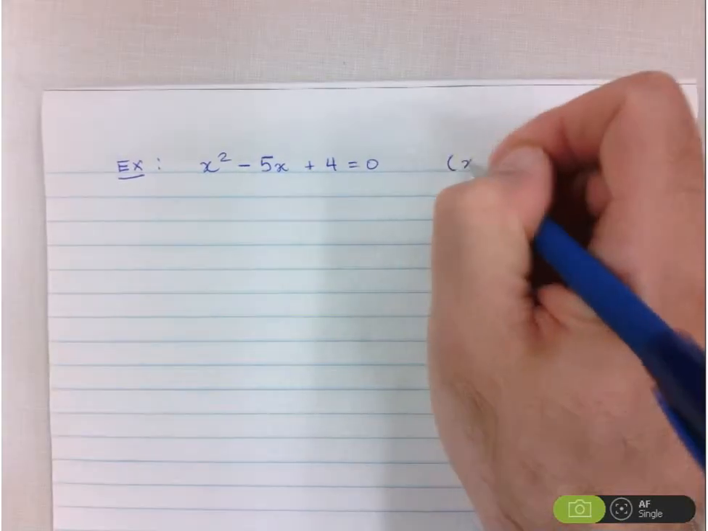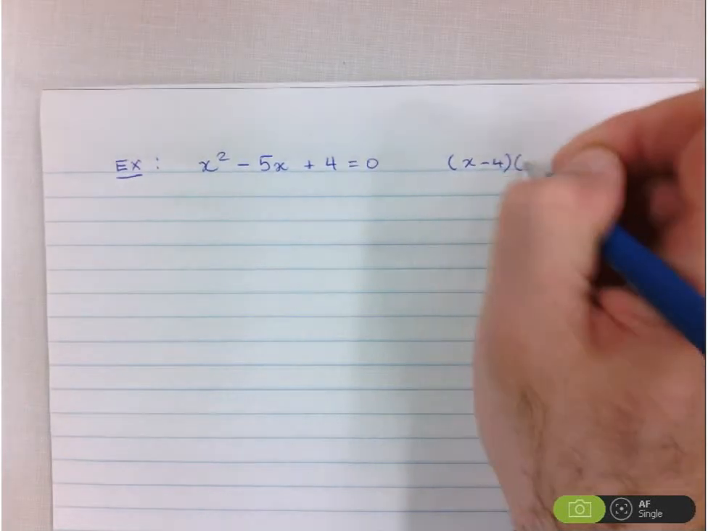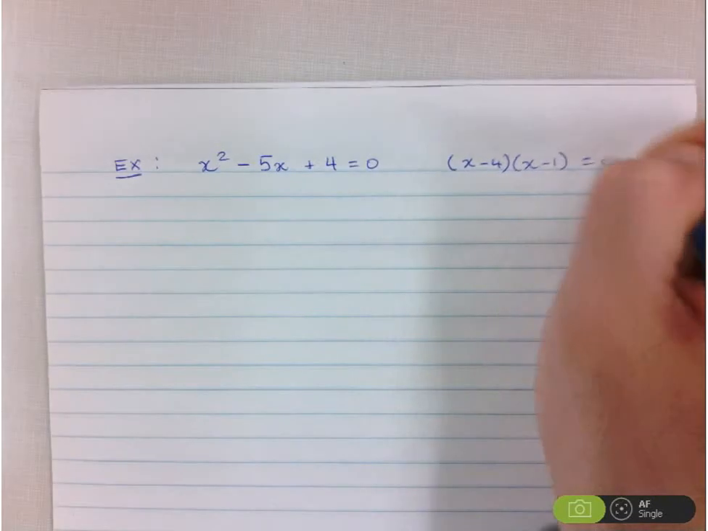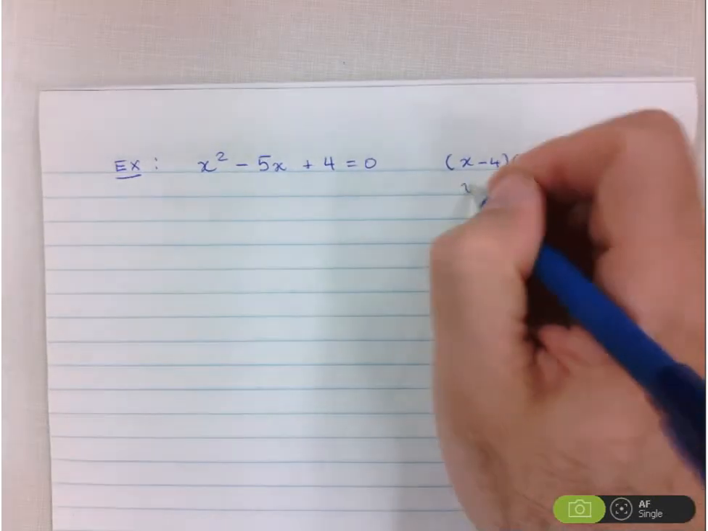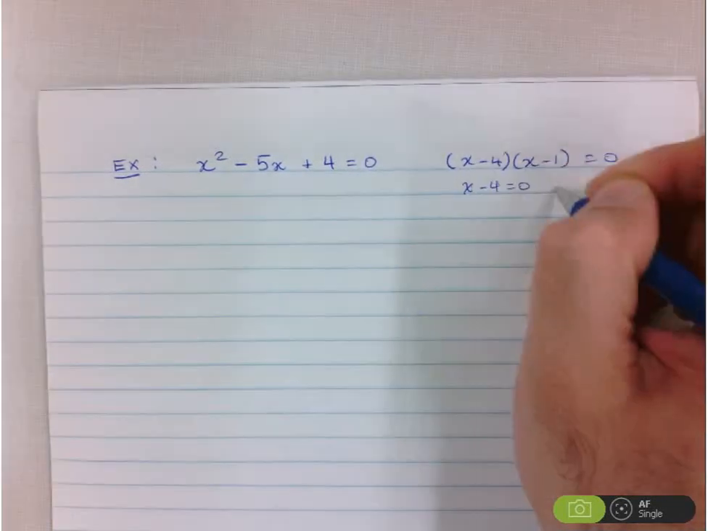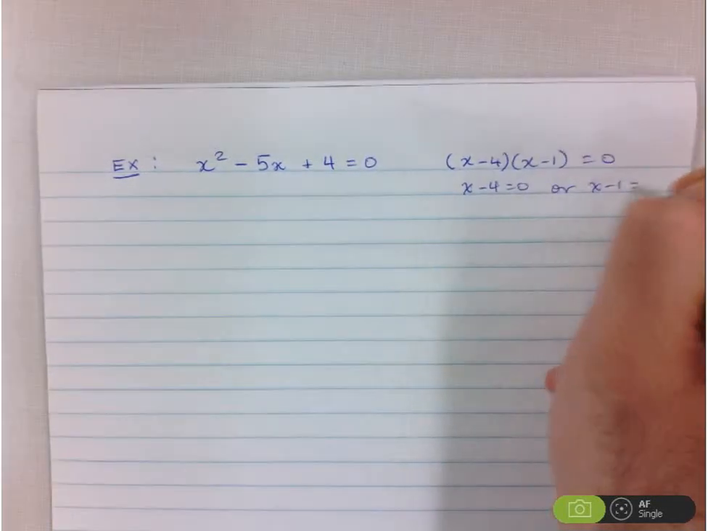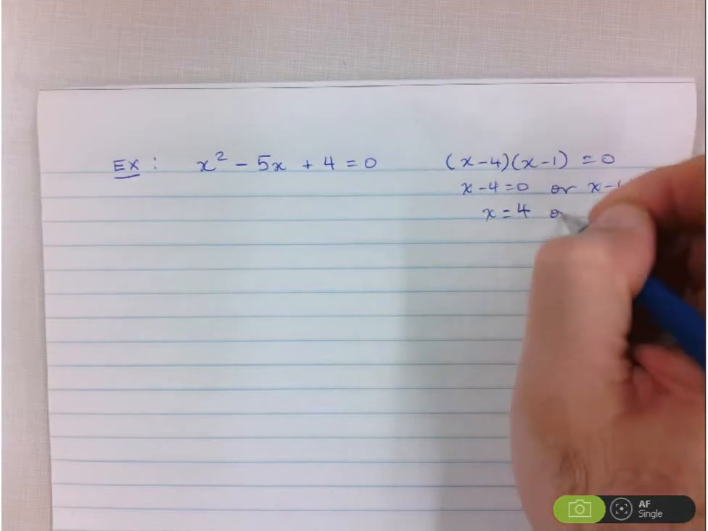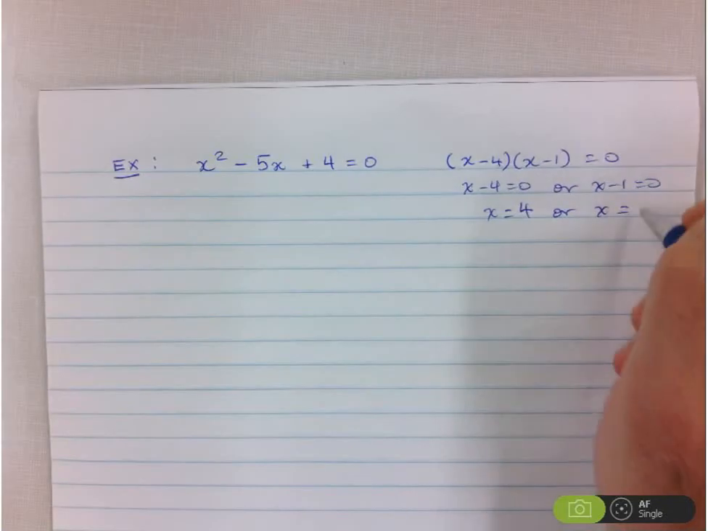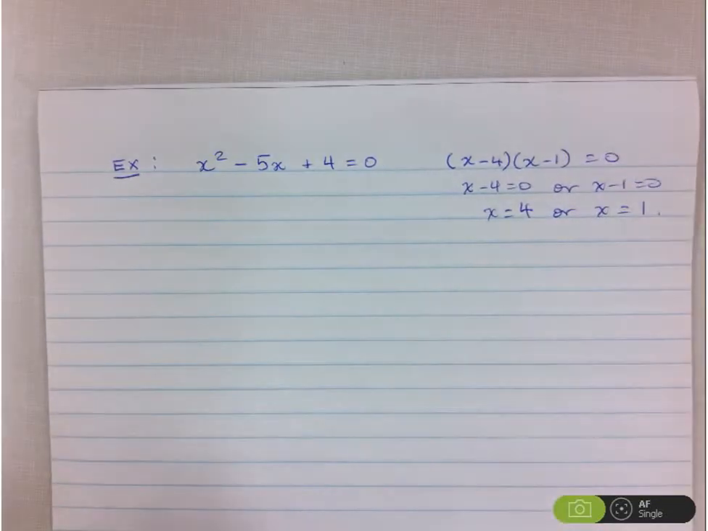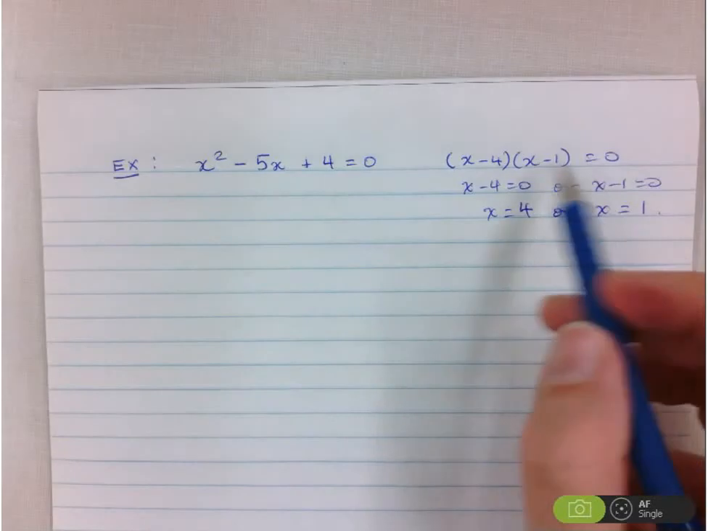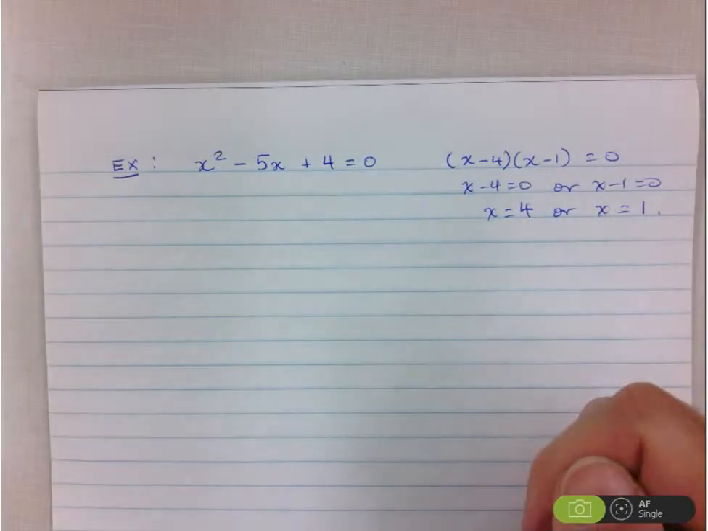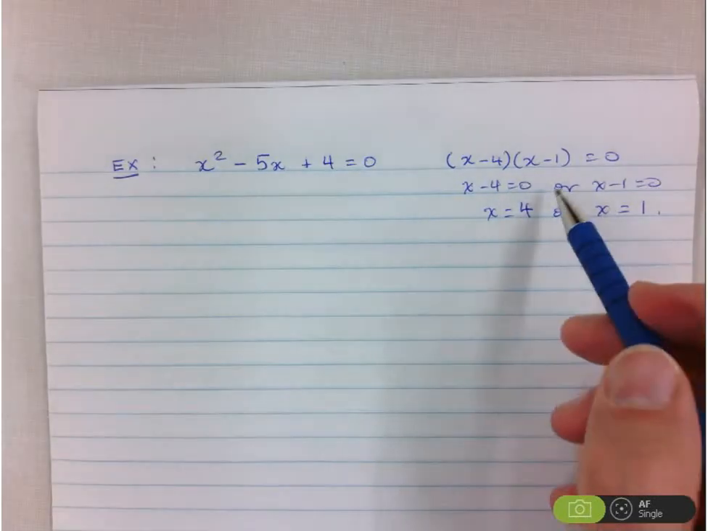We realize, oh, this factors to x minus 4 times x minus 1 equals 0. So that means either x minus 4 equals 0 or x minus 1 equals 0. So x is either equal to 4 or x is equal to 1. Now, you'll notice when we finish using the quadratic formula, this is still shorter.